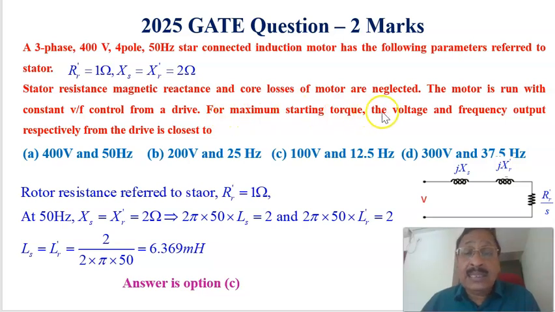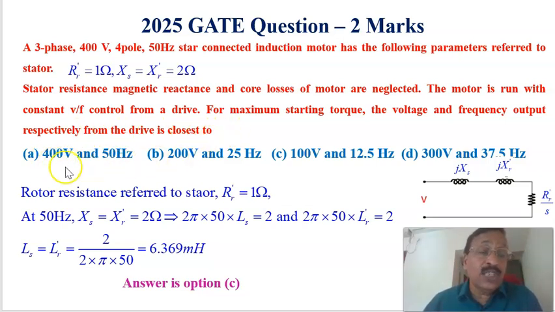The maximum starting torque, the voltage, and the frequency output respectively from the drive is, what is corresponding to the maximum starting torque? What is the voltage as well as frequency, since V by F control we are using? What should be that one? Drive closest to that one.